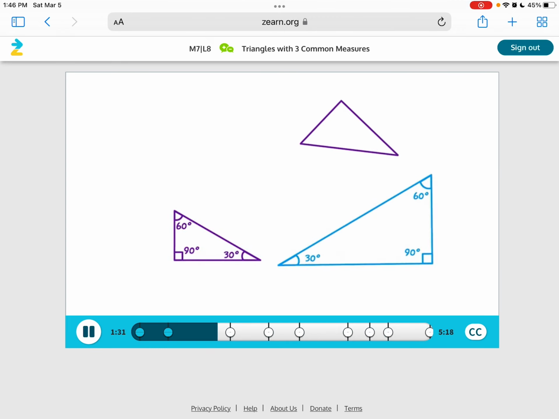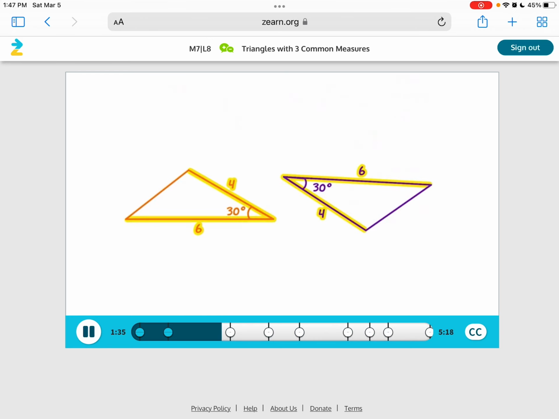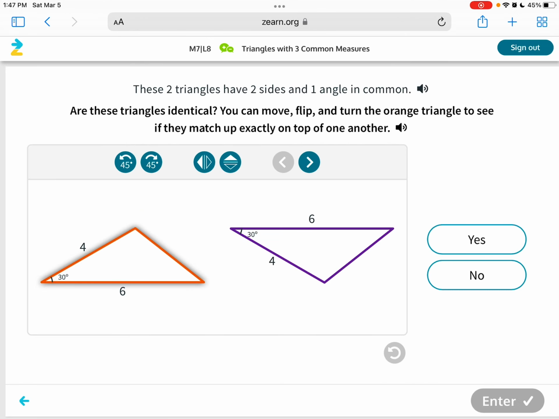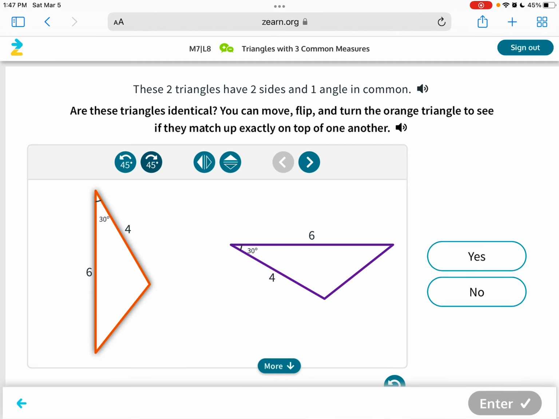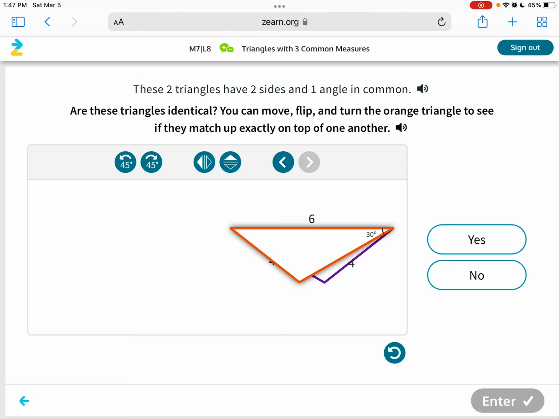Let's look at some other triangles with different conditions. What if triangles share 2 side lengths and 1 angle measure? Will you always get identical triangles? Start by checking to see if these are identical. Nope. Maybe I just didn't click the right buttons.